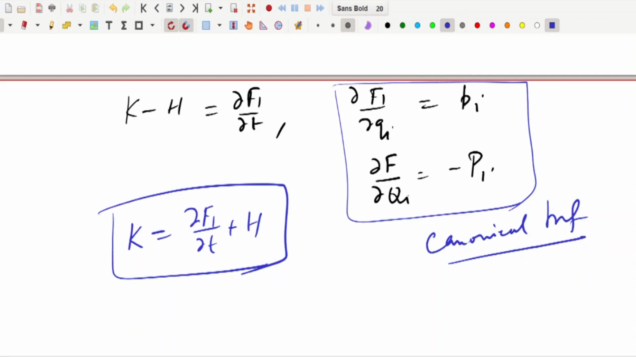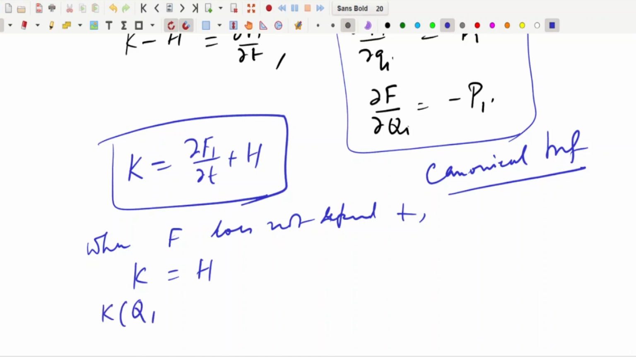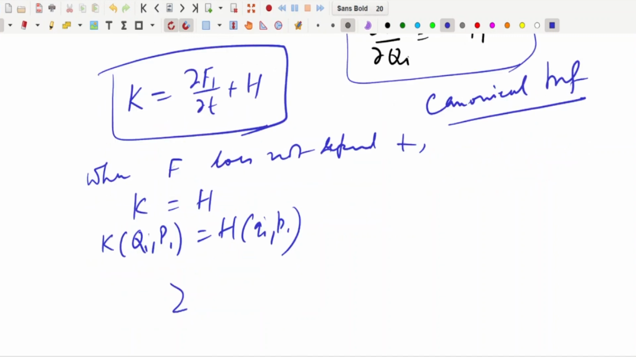Okay. So what we obtain is that when F doesn't depend on time, your K will be H, that means K in terms of Q, P will be H in terms of q, p, okay. And you will find that the sum over pi dqi minus Pi dQi, this quantity will be an exact differential.